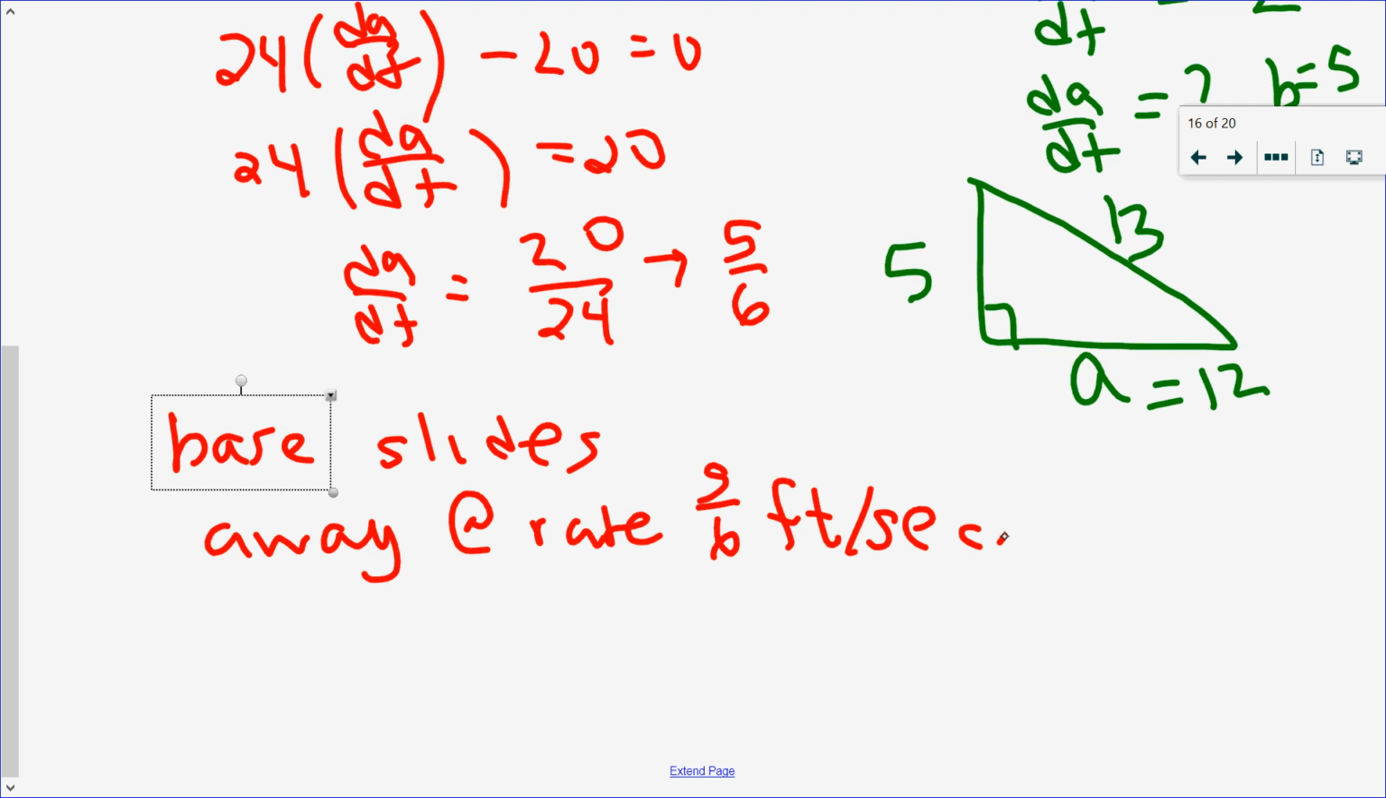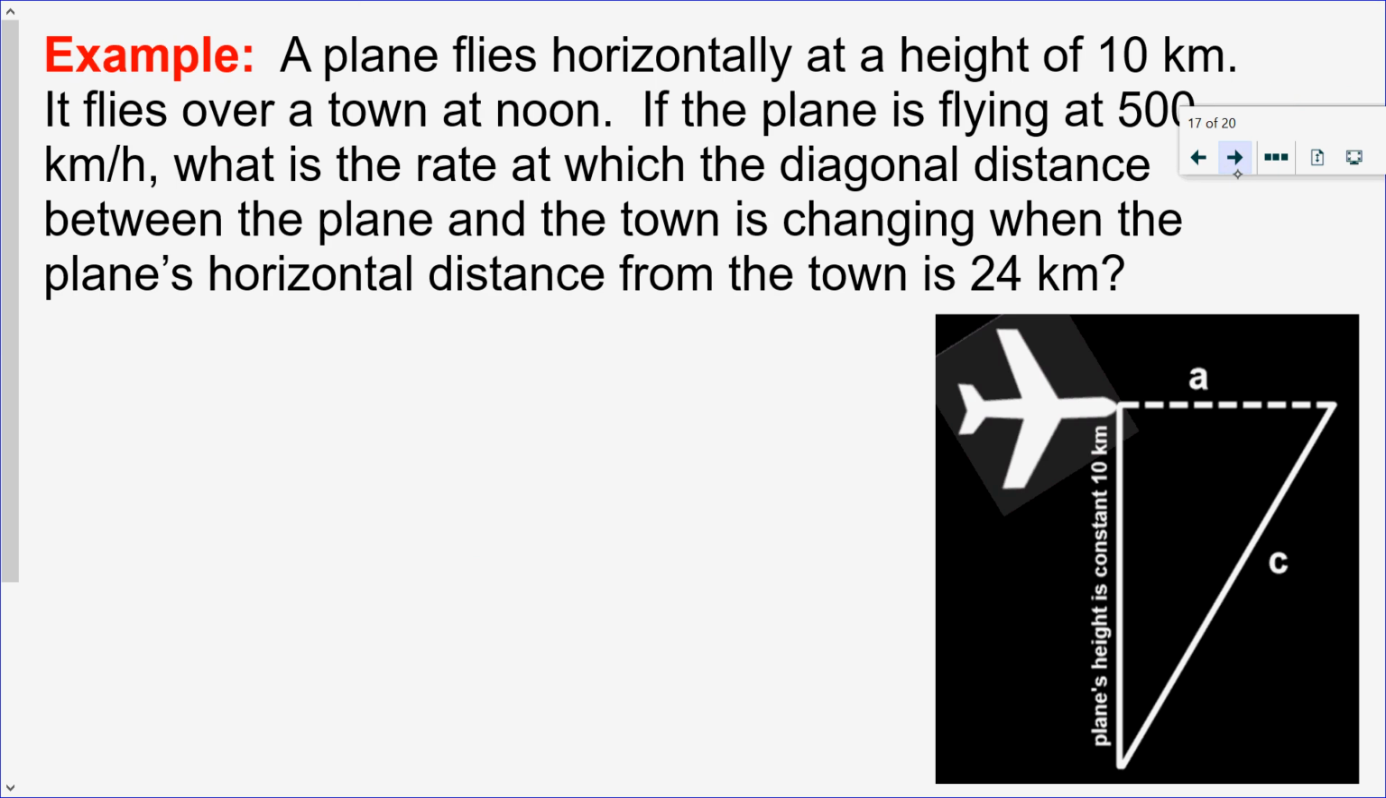Okay, let's try another one. So we have a plane flying horizontally at a height of 10 kilometers. It flies over a town at noon. If the plane is flying at 500 kilometers an hour, what is the rate at which the diagonal distance between the plane and the town is changing when the plane's horizontal distance from the town is 24 kilometers?